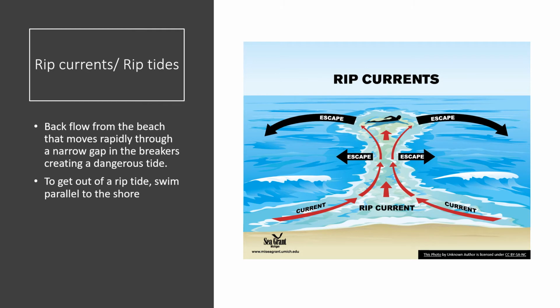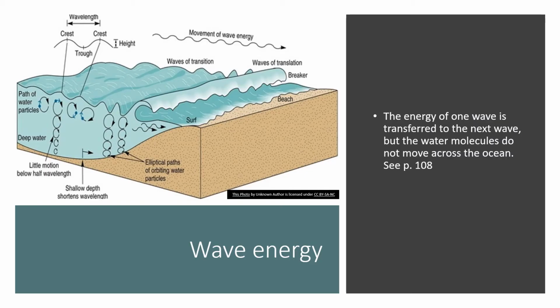And so the only way to get out of a rip current or a rip tide is to swim parallel to the shore, because if you try to swim back toward the shore, the current is going to continue to pull you out or even pull you under. And then, of course, swimming away from the shore is going to just put you further and further out into the ocean. So the only way of escape is going parallel to the shore or parallel to the rip current so that you can get out of that current and get away from it.